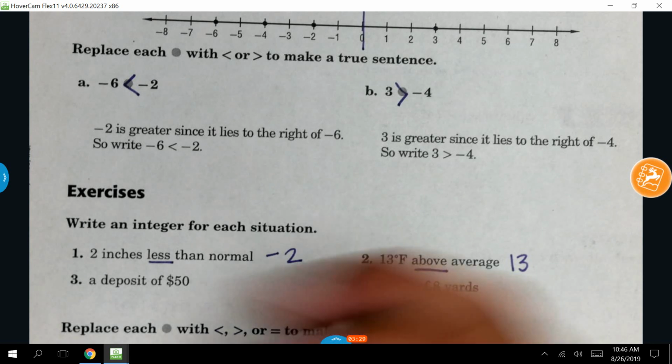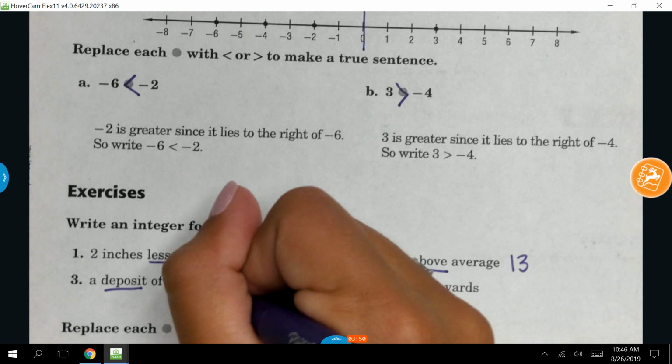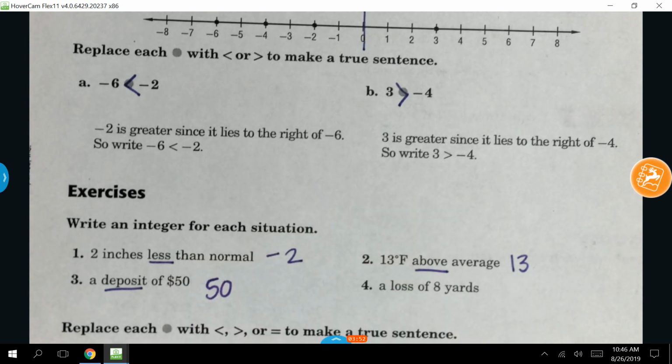What about a deposit of $50? Does somebody know what it means to deposit $50? Tanner? To take out. Not quite. Aiden? Put in. If I'm depositing $50, that means I'm going to the bank and I'm going to put $50 into my bank account. So if I'm depositing it, is that going to be a -50 or a positive 50? A positive 50. If it says that I withdrew $50 from my bank account, that's when it would be negative. That's when you're taking it out.